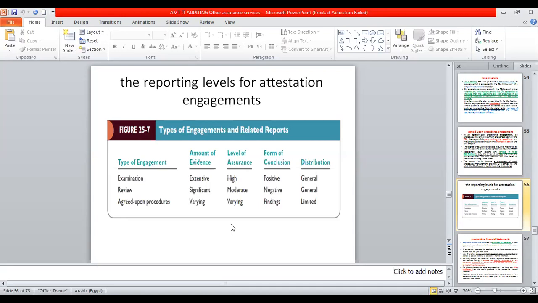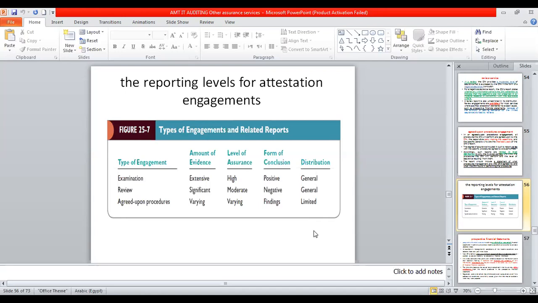If the auditor provides positive assurance, that means the auditor will accumulate more evidence. If the auditor provides negative assurance, the auditor will accumulate less evidence. The conclusion would be considered as the findings. The distribution, as I mentioned, is limited only to the parties involved in this agreement or contract. According to this comparison, I have finished the three types of attestation engagement.